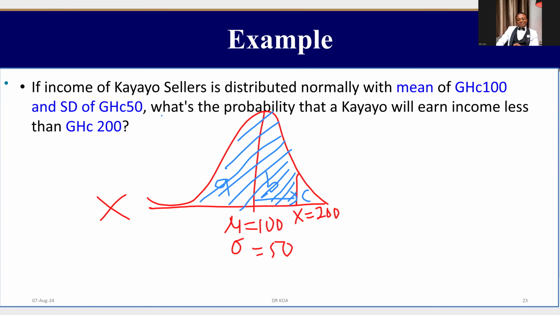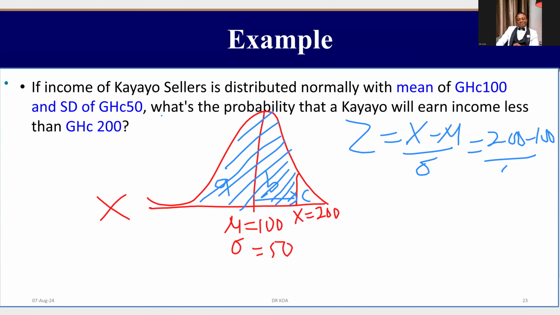We need to now approximate the value of 200 and take 200 to z-value terms, standard normal distribution terms. How do you do that? Use this formula known as a z formula, which is x minus mu over sigma. What is the value of x here? It's 200. What is the value of the mean? 100. So you get 200 minus 100 divided by the standard deviation of 40. What do you get? You get a value of 2.